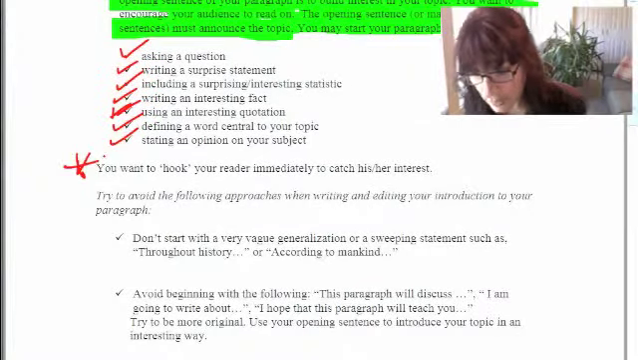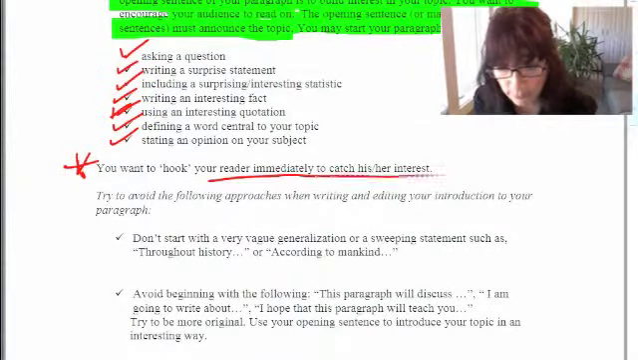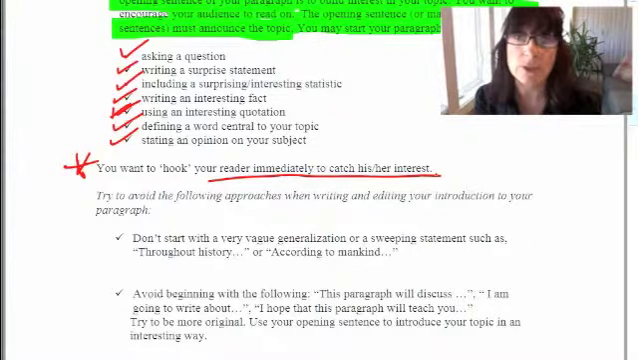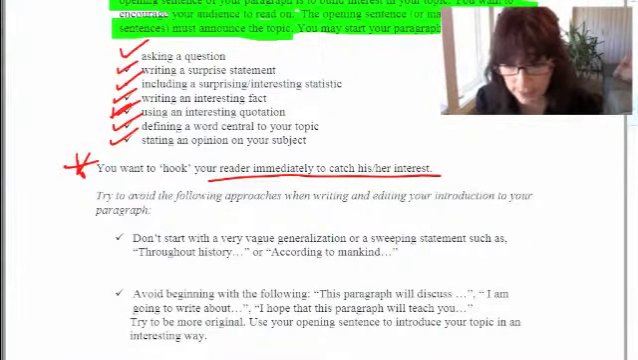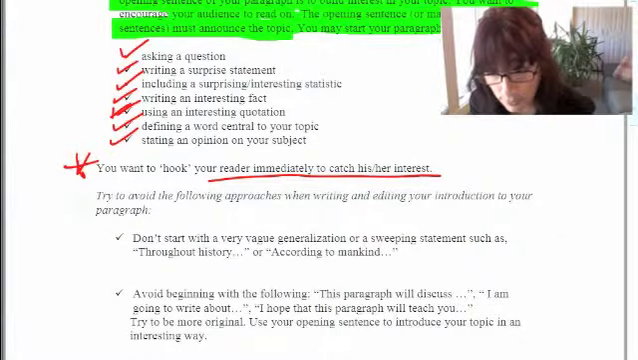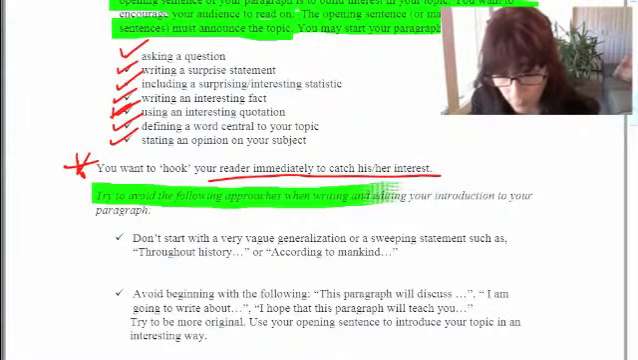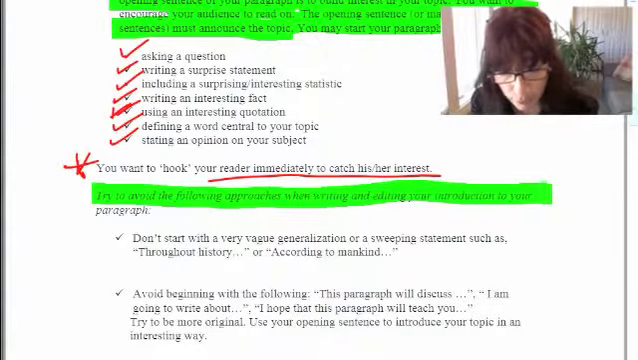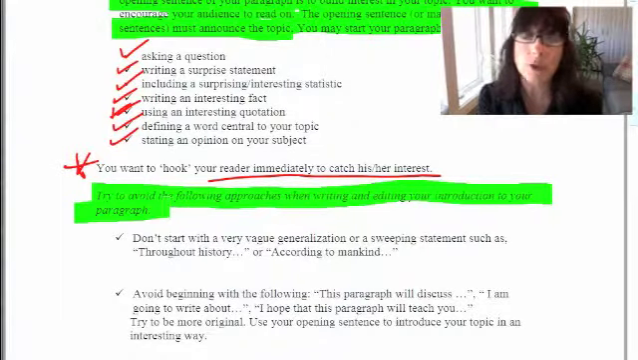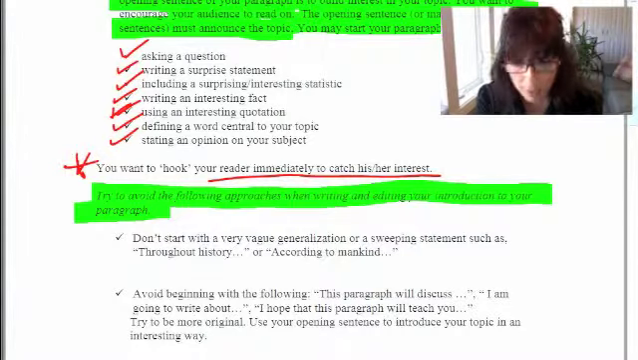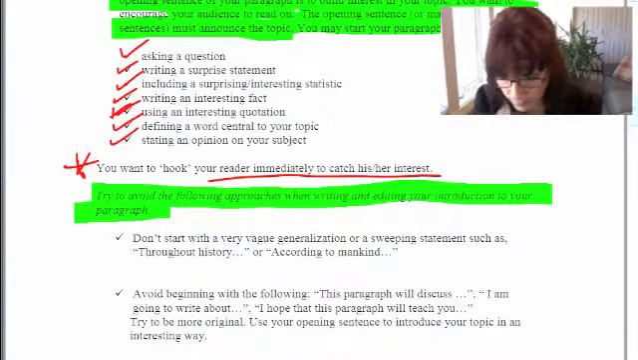The important thing is you want to hook your reader immediately in order to catch his or her interest. That's what's important to do in your opening sentence. Now here are some approaches you should avoid when you're writing your introduction. When you edit your paragraph, go back and see if you've included any comments similar to this, and if you have, you should try to change them or eliminate them.